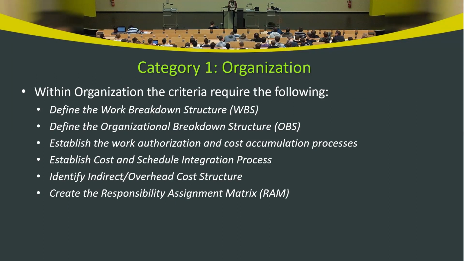First one is organization, where the criteria include WBS, OBS, work authorization, cost accumulation, cost and schedule integration processes, indirect and overhead costs, and finally, responsibility assignment matrix. So what is WBS or work breakdown structure?